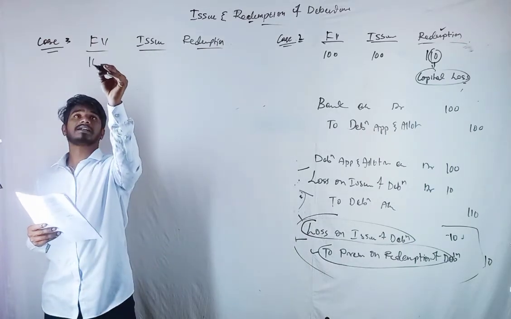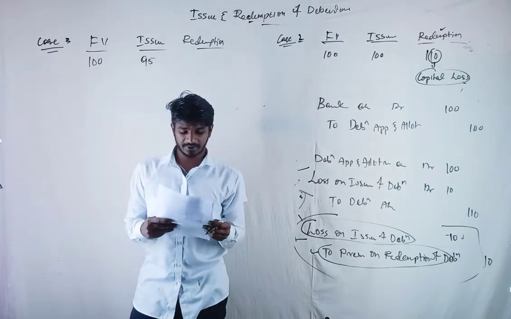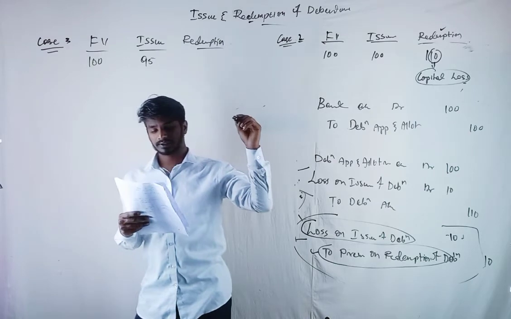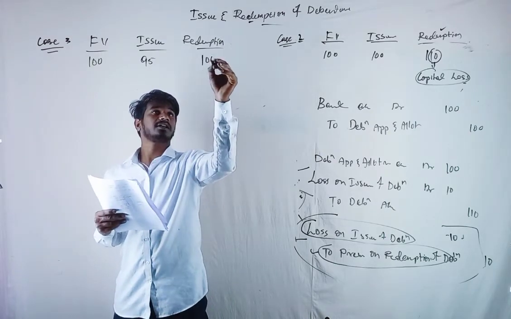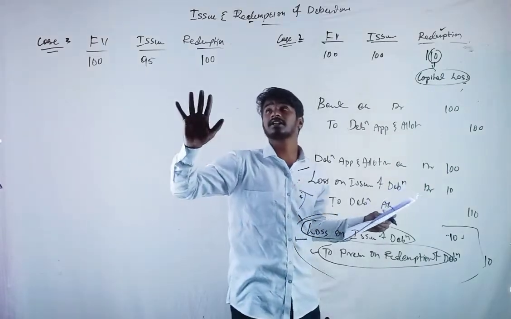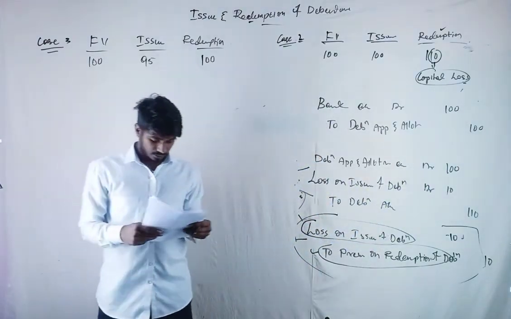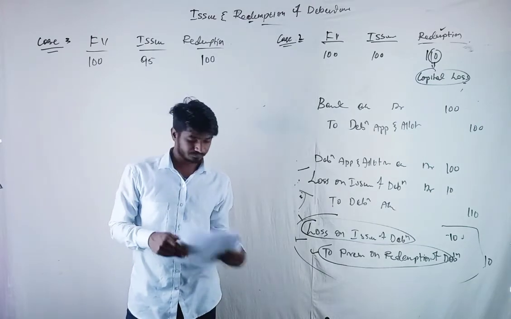Face value is 100. We are issuing at 95, a 5 rupee discount, with redemption value 100, redeeming at par. We are issuing at discount and redeeming at par. Let us do the solution.